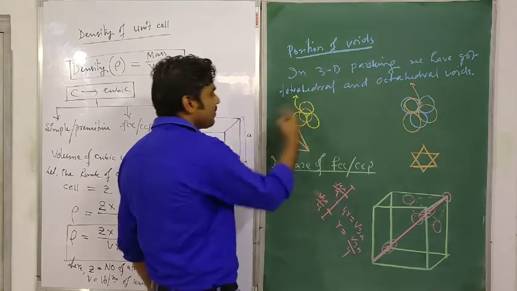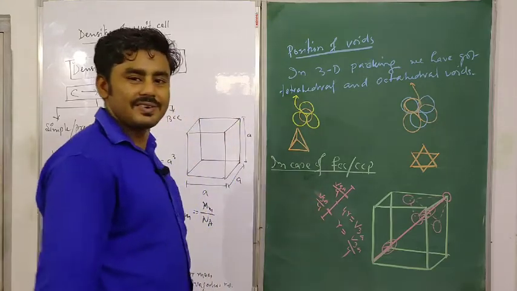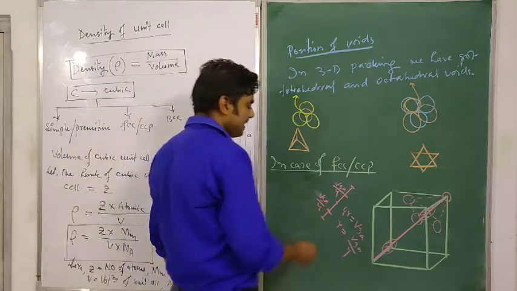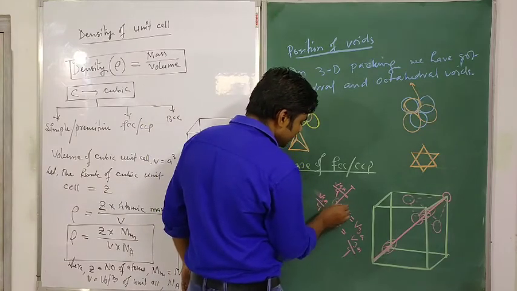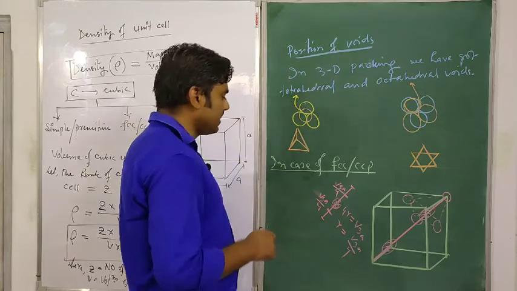That means the tetrahedral voids will be in this position, root 3a by 4 and root 3a by 4. Okay. And in this position you will get the octahedral voids. Later on I will discuss this one. Okay, first let me finish this one.